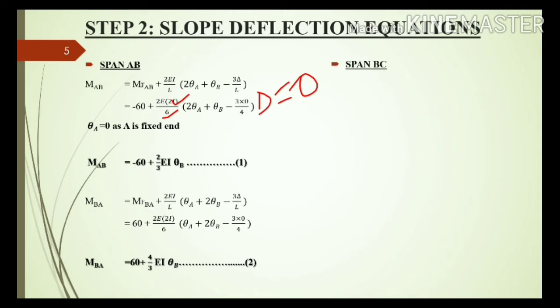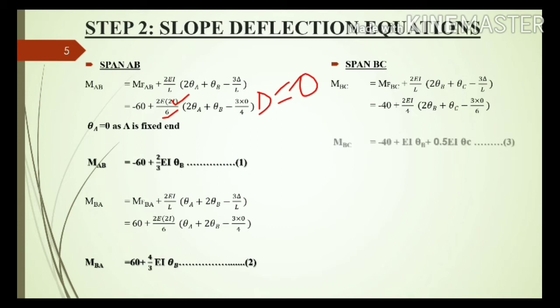Then consider the span BC. In span BC, MBC is equal to M of BC plus 2EI by L into 2 theta B plus theta C minus 3 delta by L. So in span BC, M of BC is equal to minus 40, and the value of I is given as I. So substitute the value of I as I and the length of the span as 4 meter, and here theta B and theta C both are unknowns. So we get MBC equal to minus 40 plus EA theta B plus 0.5 EA theta C. Here the value of delta is equal to 0. There is no settlement of support.